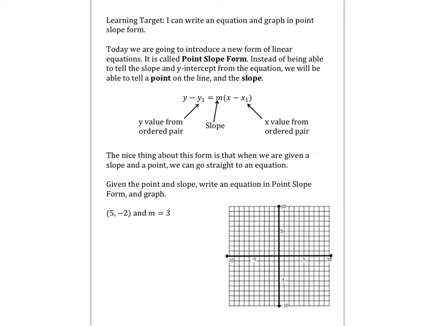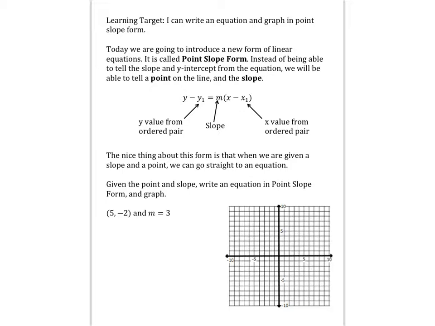Hello, and today's learning target is I can write an equation and graph in point-slope form. Today we are going to introduce a new form of linear equations. It is called point-slope form. Instead of being able to tell the slope and y-intercept from the equation, we will be able to tell a point on the line and the slope. So this form, point-slope form, represents a linear equation just as slope-intercept form did as well.